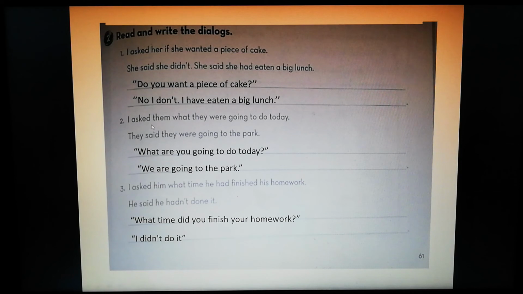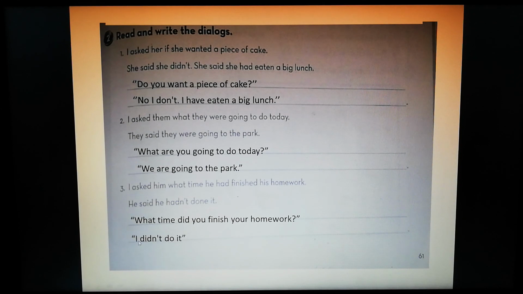Number 2. I asked them what they were going to do today. What are you going to do today? They said they were going to the park. We are going to the park. Number 3. I asked him what time he had finished his homework. What time did you finish your homework? He said he hadn't done it. I didn't do it.